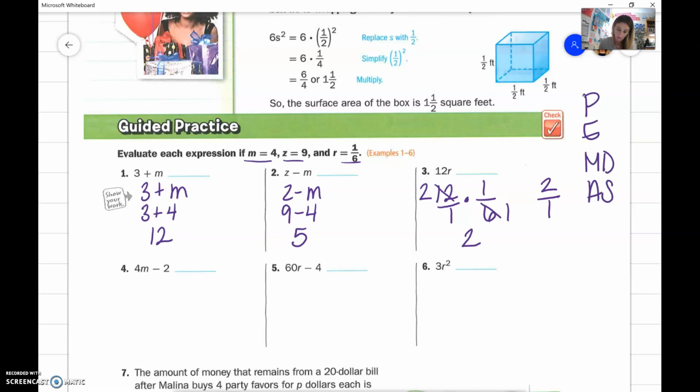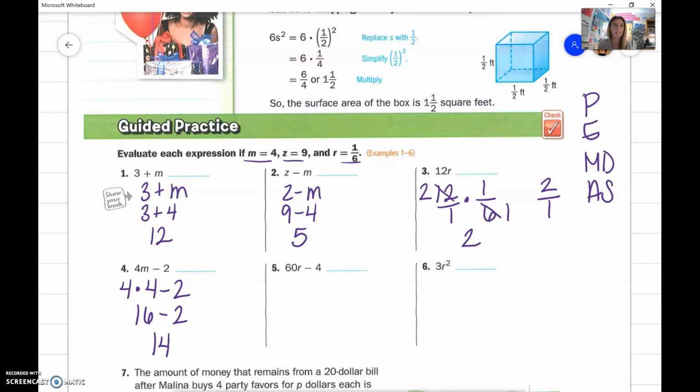All right, so it looks like we have M is going to be replaced with 4. So number and letter together means we multiply: 4 times 4 minus 2. Parentheses, don't have any. Exponents, don't have any. Multiplication, division, left to right, we do. 4 times 4 is 16. Drop down your minus 2. Now I just need to do 16 minus 2, which is 14. There we go.